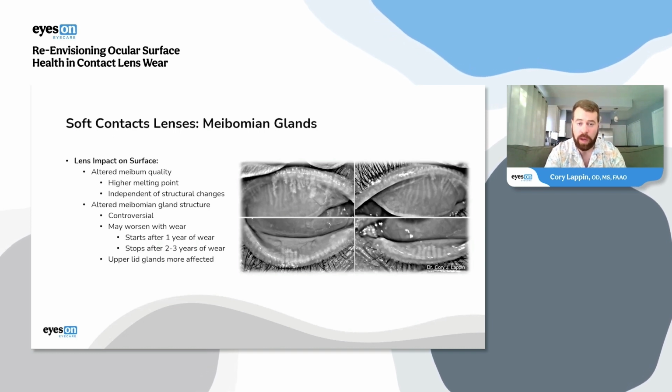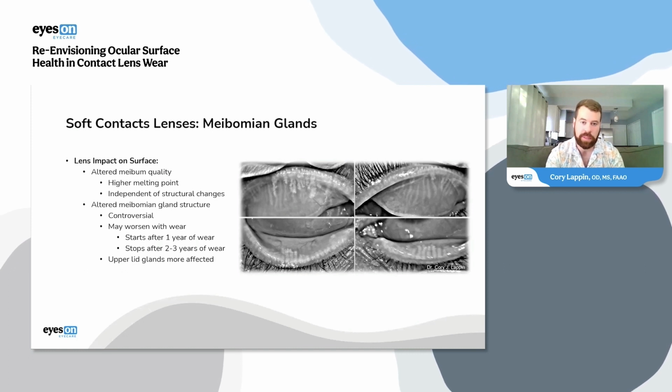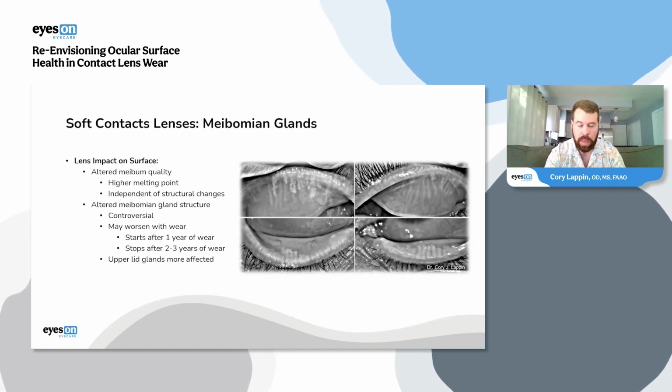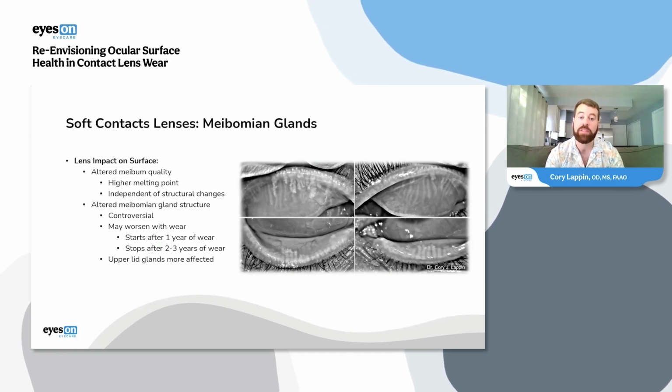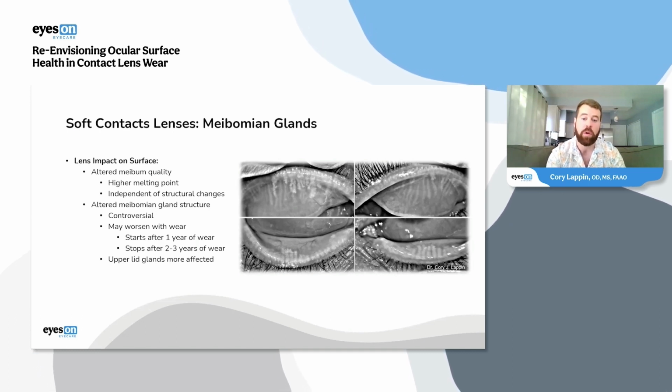Now, where things are a bit more controversial is what is the impact of contact lens wear on the meibomian gland structure itself. Some studies have shown that contact lens wear does indeed cause meibomian gland dropout, where others show no change at all. However, in the studies where dropout was noted, some of the findings were that gland dropout typically only occurs after 1 year of contact lens wear. And then contact lens related dropout typically ceases after about 2 to 3 years of wear. And the upper lids are more affected than the lower in terms of which meibomian glands experience more dropout.